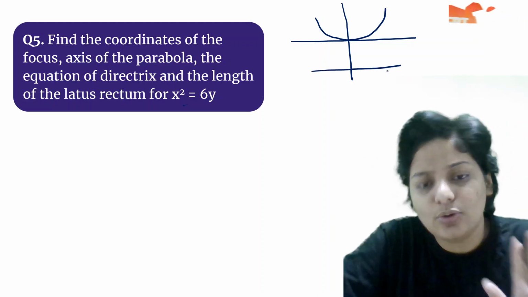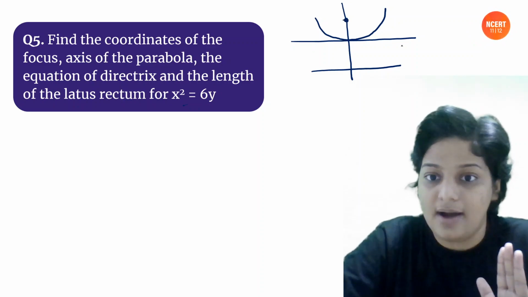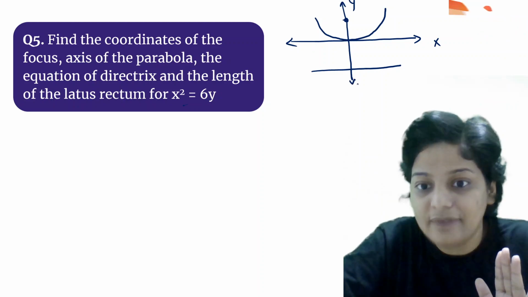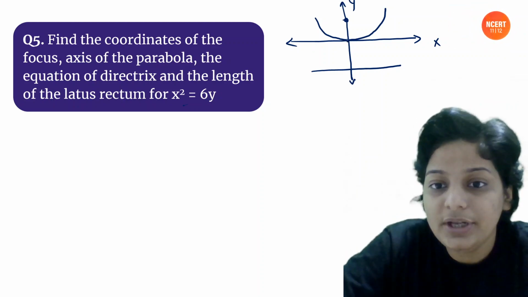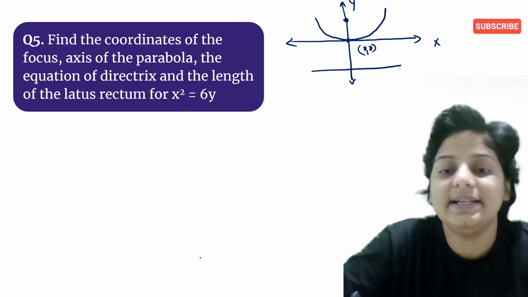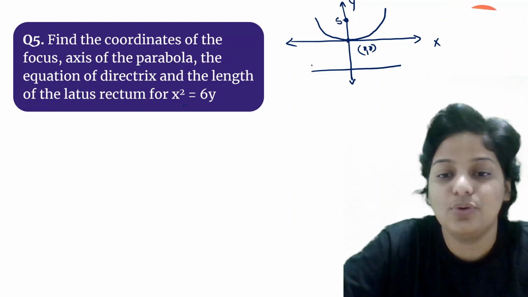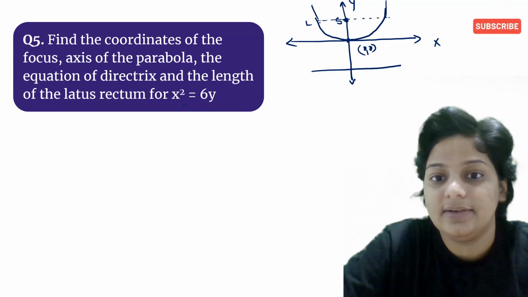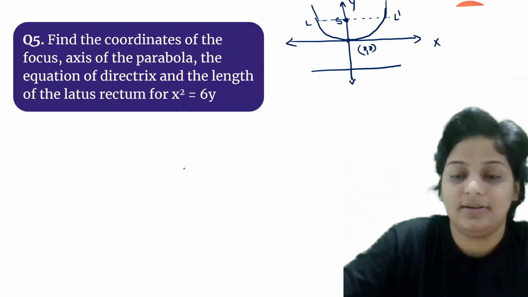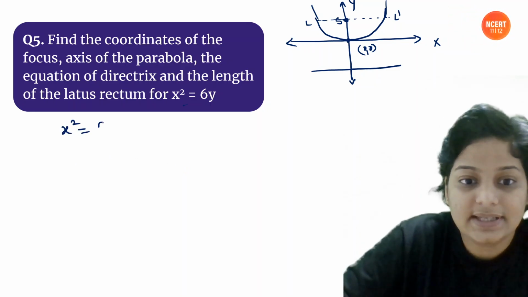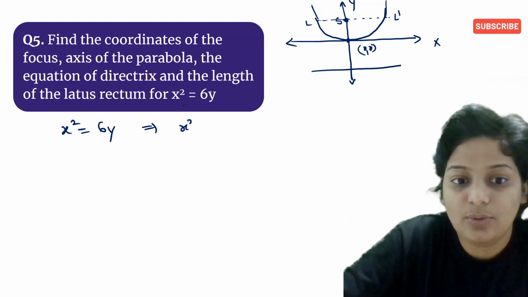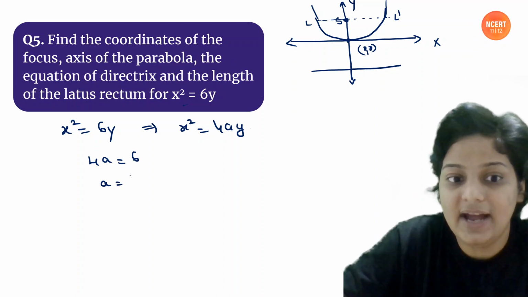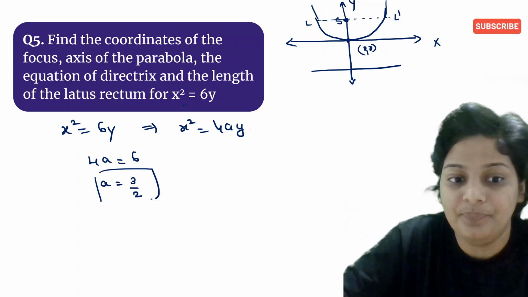So its directrix will be on the lower side, and the focus will be here. Let us write these basic things. This is y, this is x. Although you don't have to draw a diagram while solving, I am showing you so that it becomes simple. This is the vertex 0, 0. This is the focus S. There will also be a latus rectum like this, which is L dash. Now x square equal to 6y. Compare it with x square equal to 4ay. What is 4a? 6. So what is the value of a? 6/4, which is 3/2.